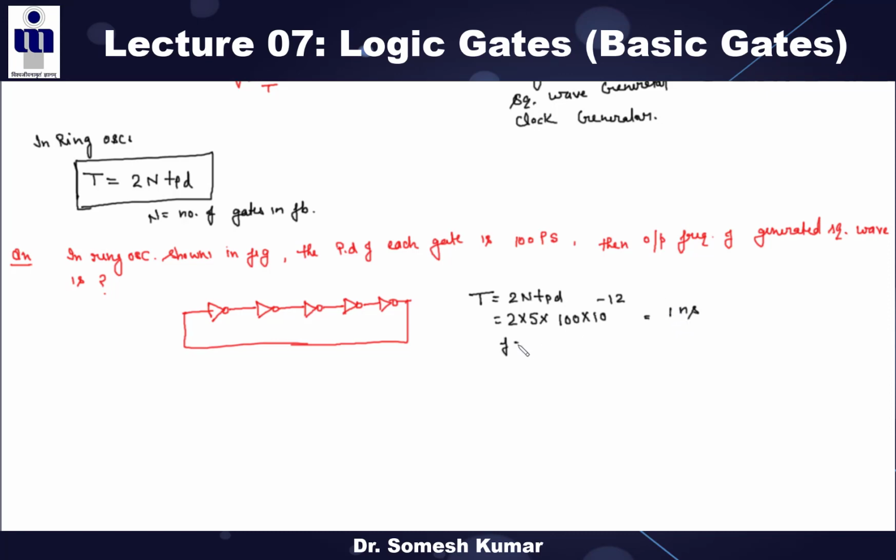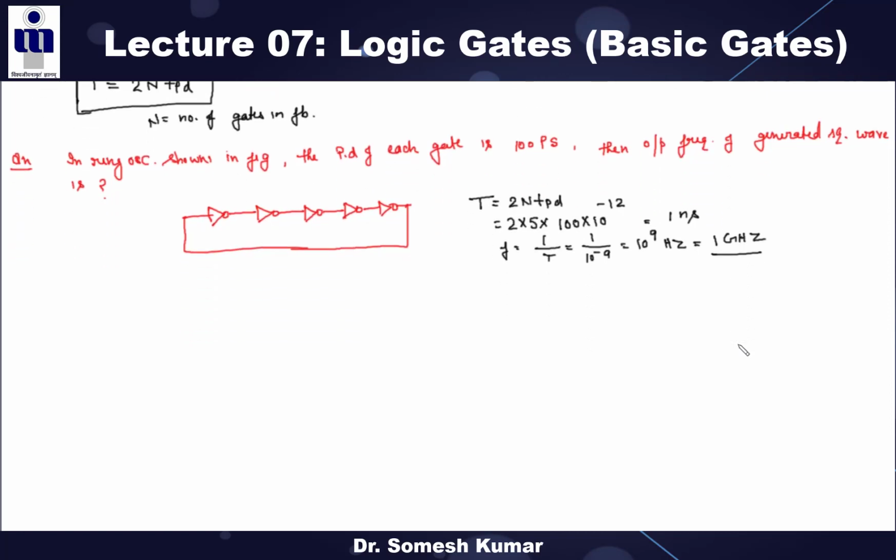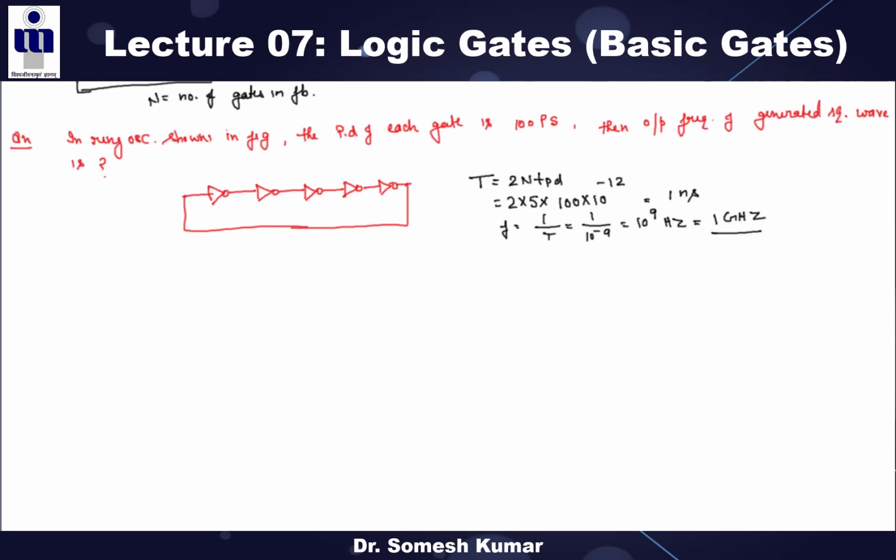And what is the frequency? Frequency is 1 upon T, and it is 1 upon 10 raised to the power minus 9, that is 10 raised to the power 9 hertz, or alternatively we can say 1 gigahertz, right? 10 raised to the power 9 is giga. So 1 gigahertz is the answer. Clear? So the next problem we will discuss based on this logic.